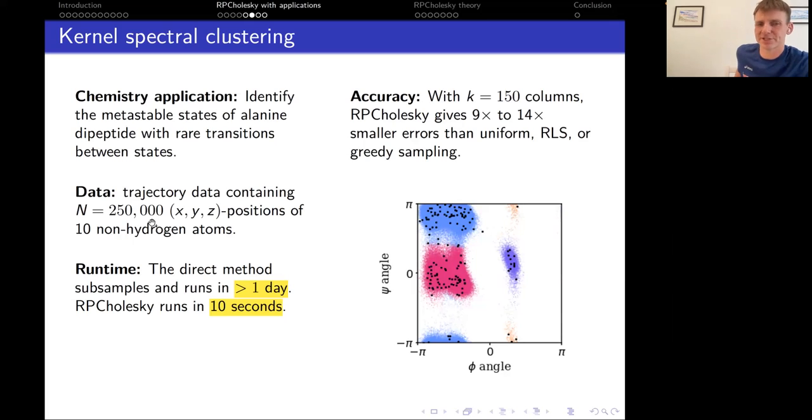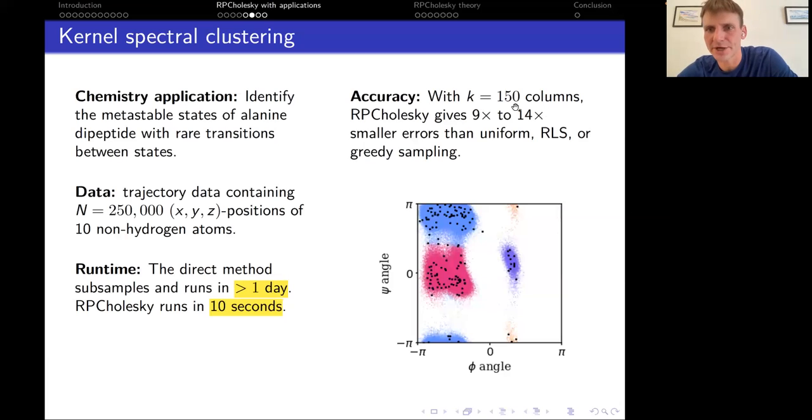250,000 snapshots. Each snapshot contains XYZ positions of 10 non-hydrogen atoms. We don't usually care about the hydrogens because they're small and light and they stick to the other ones. The direct method, you can't do it. You can't do spectral clustering of 250,000 data points. You have to subsample the data, and often in the literature, codes run for more than a day. Maybe that's okay. You know, maybe you don't need your computer every day. But it's nice to know there's an alternative procedure that runs in 10 seconds.